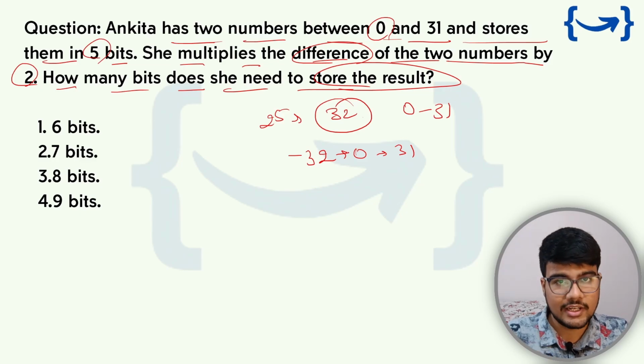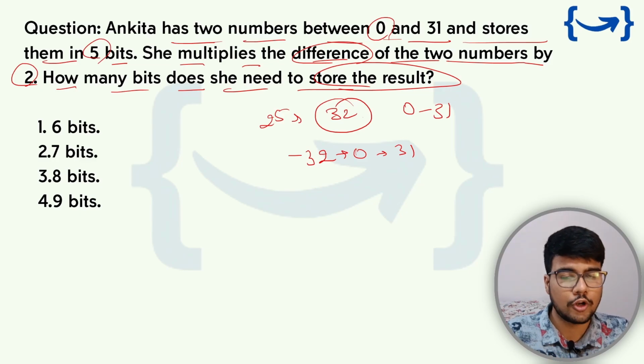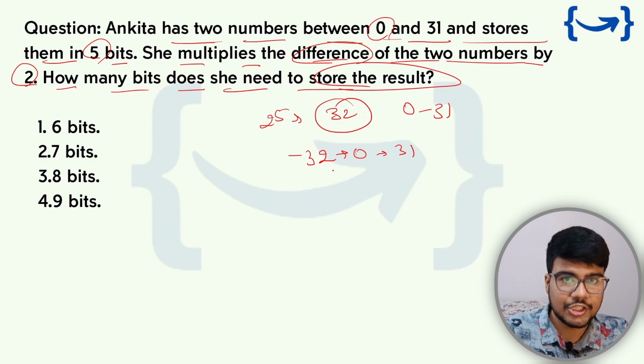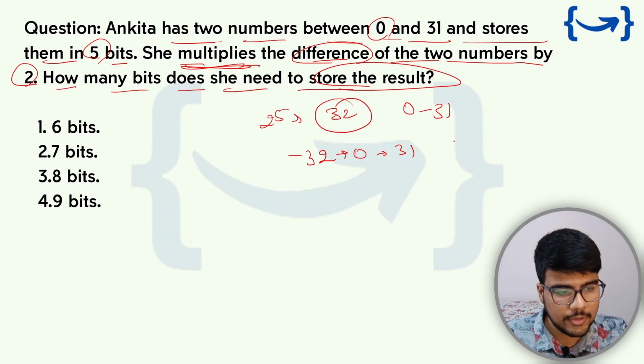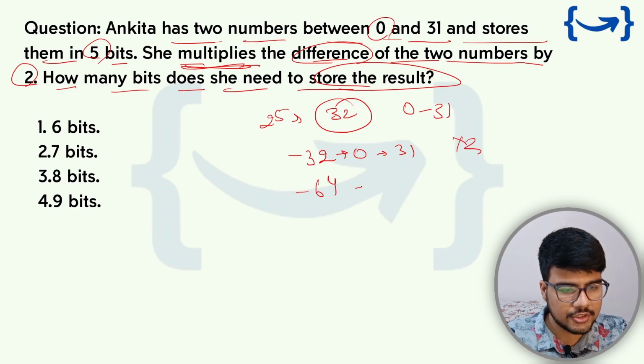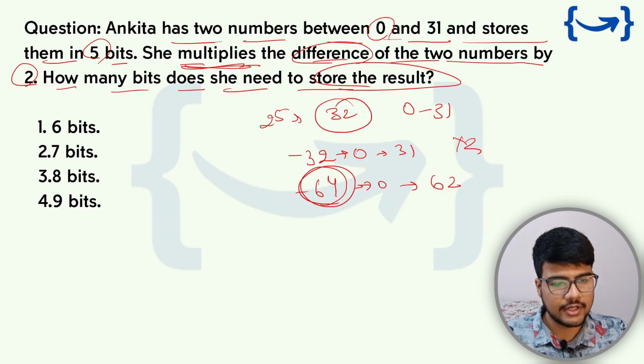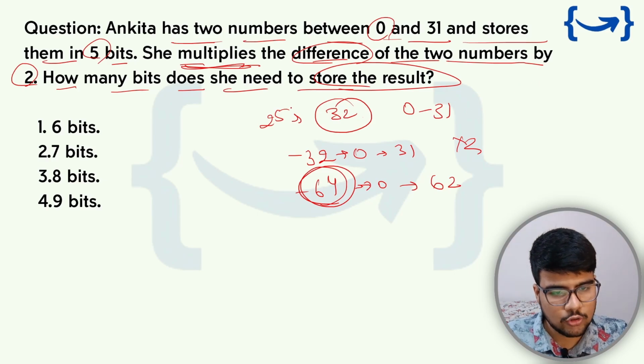So please pause the screen and mark the correct option and see whether your answer is right or wrong, in case you're not able to see the explanation. Okay, so you need this much. Now she is also multiplying the difference by 2. So if you multiply it by 2, you end up having a range from minus 62 to 62. So to accommodate that, you need at most 2 power 6 values to store.